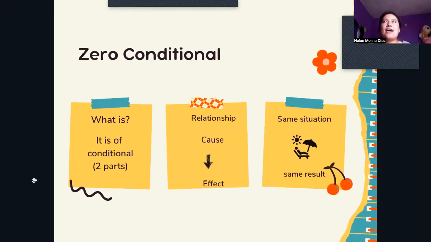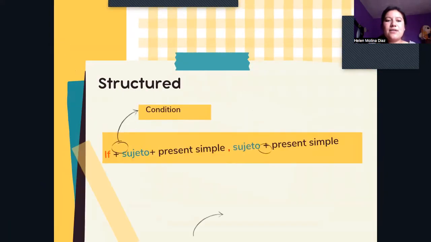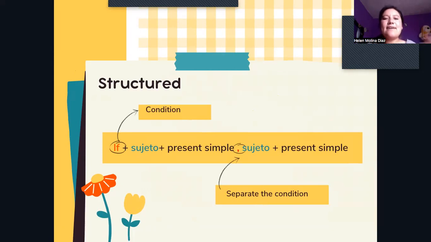The zero conditional has two parts, a relationship of cause and effect, or some situation and some result. The structure of the zero conditional is the following: at the start, if is the condition, subject, present simple, comma, which separates the condition, subject, and present simple.